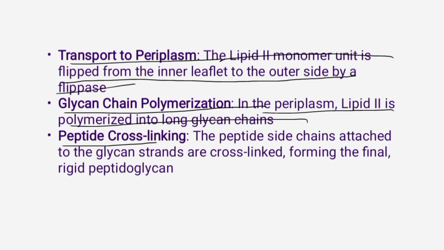Then peptide cross-linking. The peptide side chains attached to the glycan strands are cross-linked, forming the final rigid peptidoglycan that provides structural support to the cell wall.